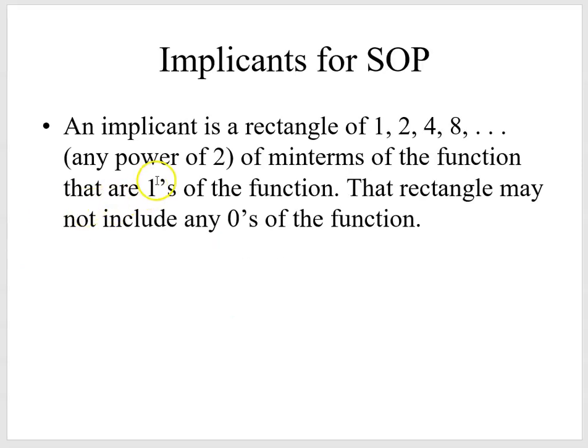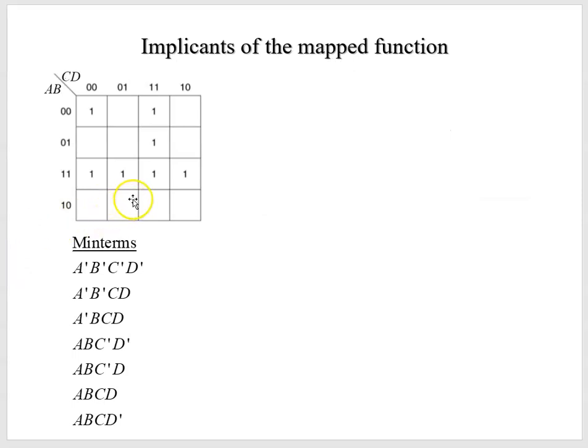So implicants for sum of products, that's a rectangle of 1, 2, 4, 8, any power of 2, of min terms of the function that are ones of the function. So that rectangle may not include any zeros of the function, and of course the rectangles must be all adjacent to each other. So if we look at, for example, this Karnaugh map, the implicants of the function in terms of min terms, we have here min term 0, but we'll express that implicant in terms of the variables.